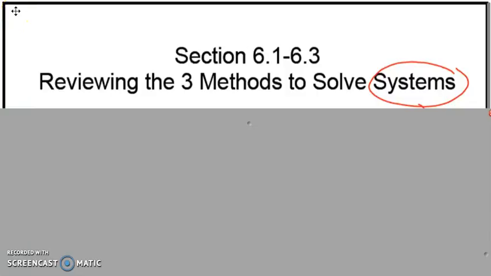This video is going to serve as a recap of what we have learned so far in Chapter 6, which were the three methods to solve a system of equations: graphing, substitution, and elimination. While there are no actual notes with today's lesson, you should make sure that you're paying attention to this video because it's serving as a review to help you better understand these three methods.